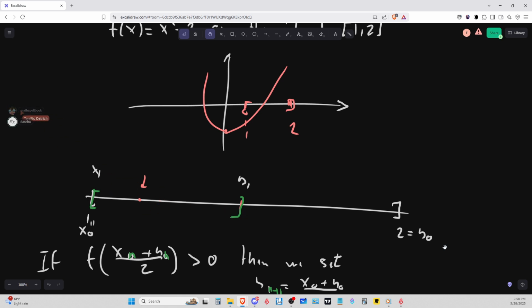Maybe I should not use red, maybe I should use blue, for the point in the middle. We're gonna choose the point in the middle. This doesn't look like the middle, but we choose the point in the middle and we repeat the same step. Is it on the left or right side of the interval?